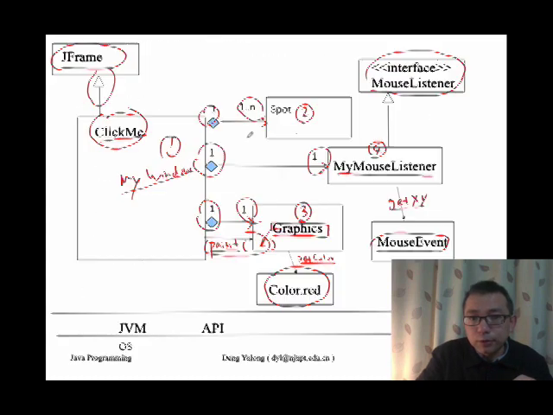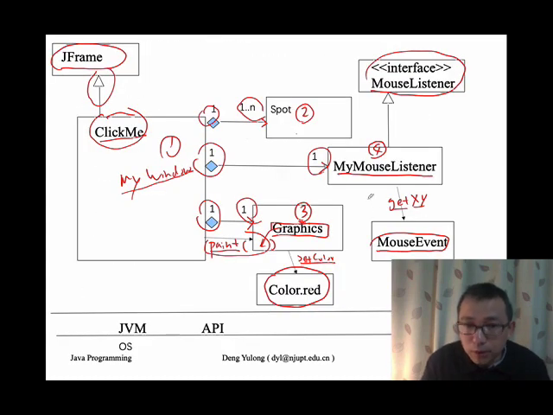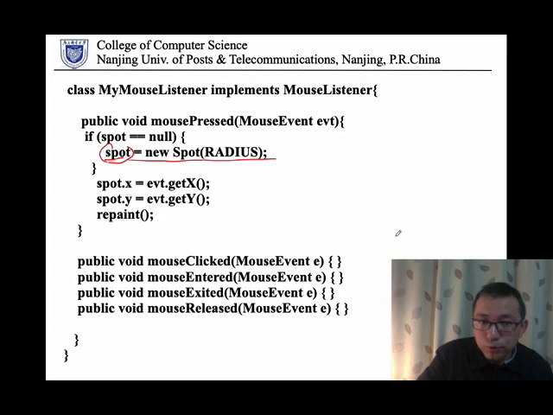Back to this diagram, let's see MyMouseListener. We use the mouse event, through the dependency relationship between them, to get the mouse position, and then we can see the code here. Here we have the spot position. It's a variable, and evt stands for the mouse event object.